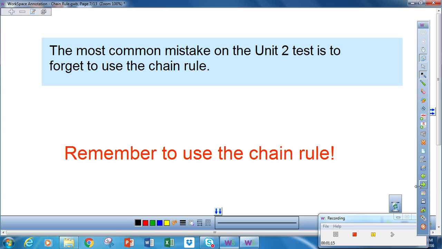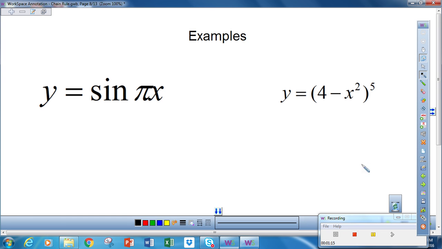But I just wanted to show you when we have to take the chain rule 3 times. You want to remember to use the chain rule. That is one of the biggest mistakes that is made on this test. Okay? So let's start. We have to look and see what is the inner function.